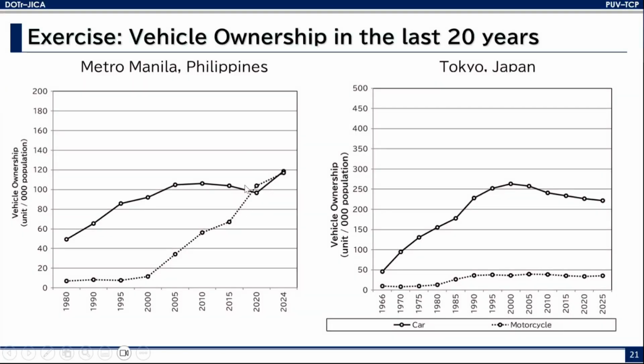So you can see it, and Metro Manila seems to have unique trends, in which the car ownership progressed first. However, the motorcycle ownership increased later. Such kind of chasing situation is very unique, and I have never seen such a situation in other countries and other cities.